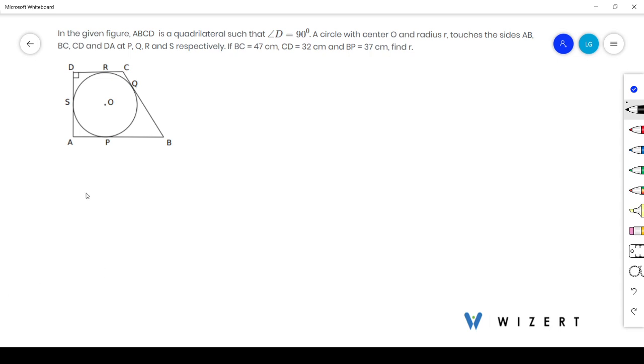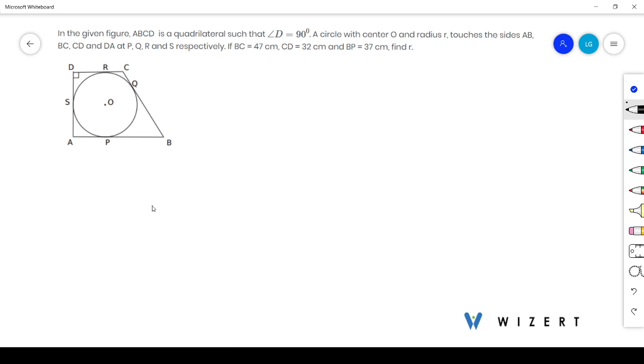Our question is, in the given figure, ABCD is a quadrilateral such that angle D equals 90 degrees. A circle with center O and radius R touches the sides AB, BC, CD and DA at P, Q, R and S respectively. If BC equals 47 centimeters, CD equals 32 centimeters and BP equals 37 centimeters, find R.